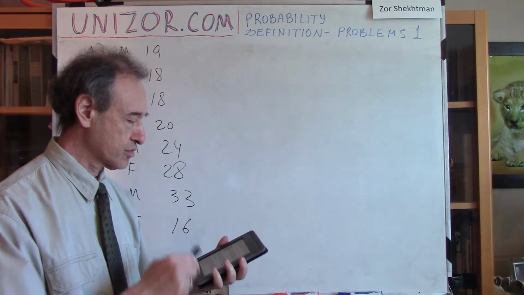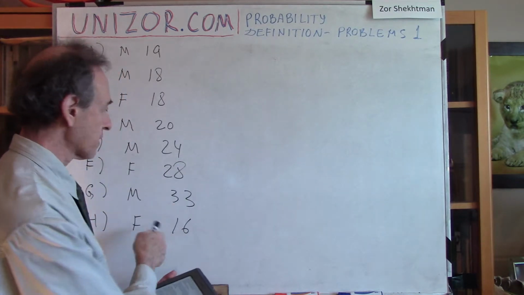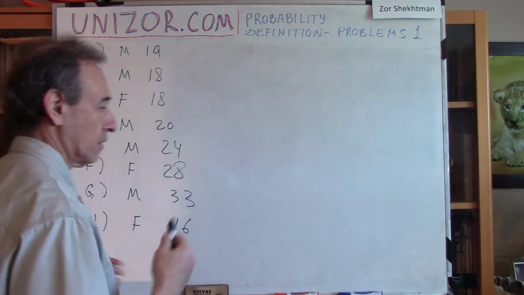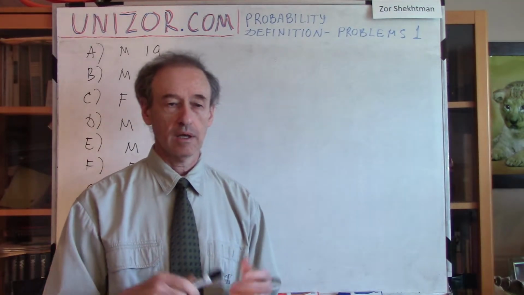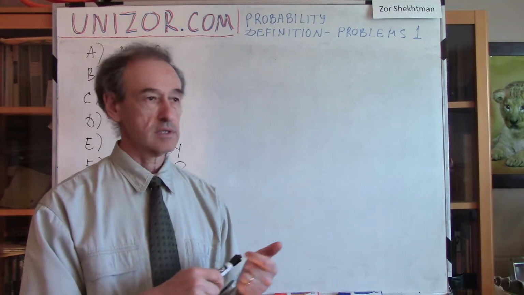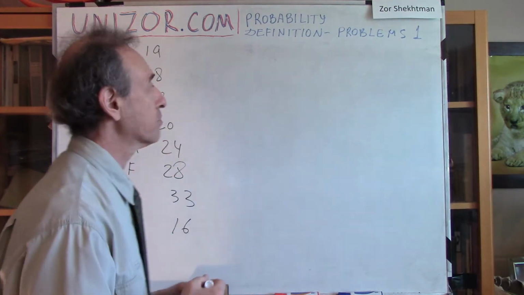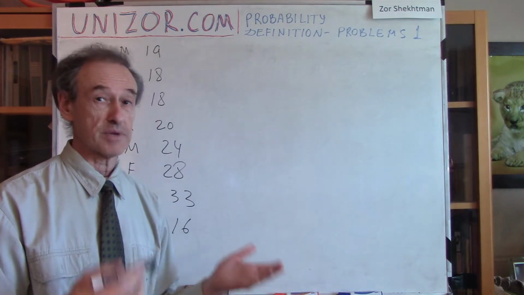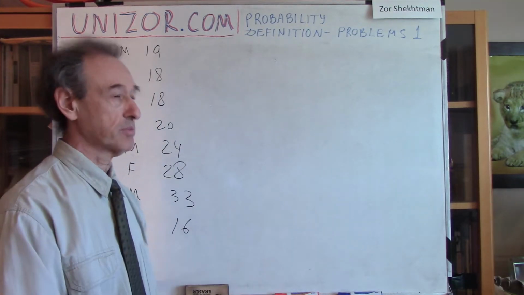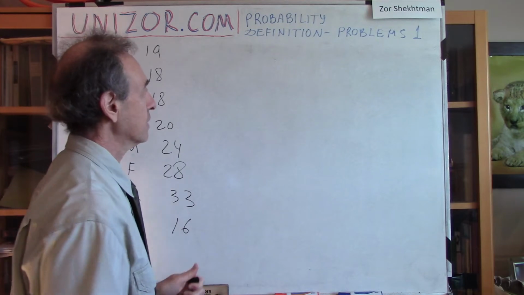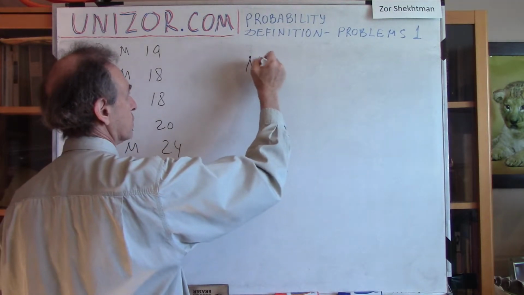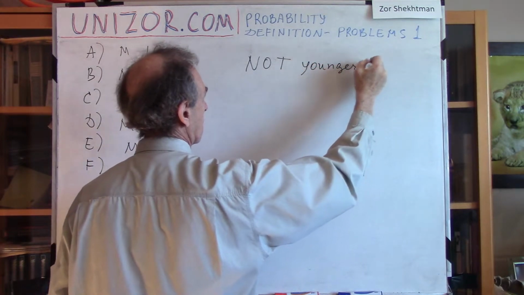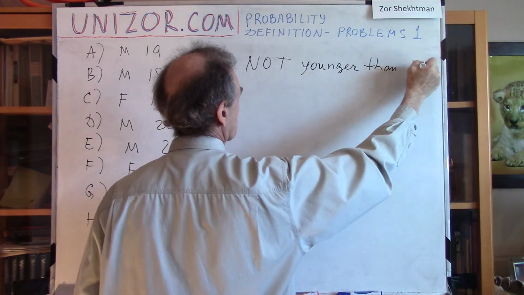Okay. Now the opposite to the previous one. The previous one was younger than 10 years old. Now I would like to introduce certain logical operations: and, or, and not. So in this case I'm talking about not. So what's the subset which represents the event, and what's the probability of this event? And the event is, I would like to not younger than 10 years old.